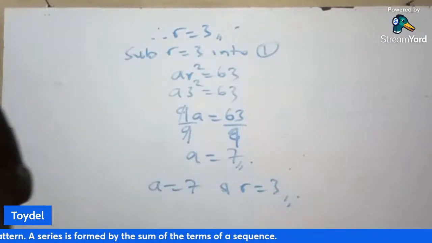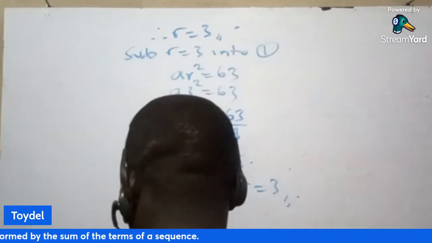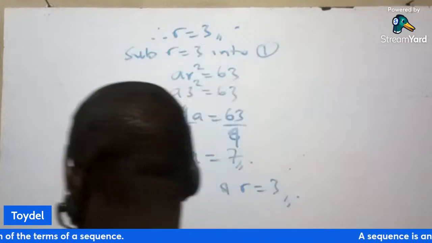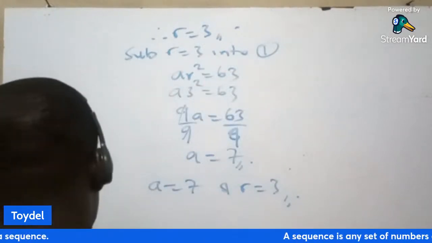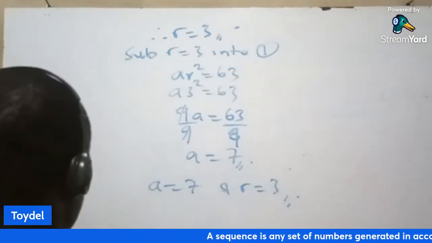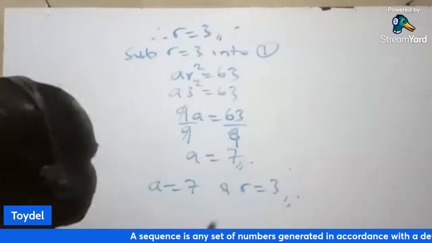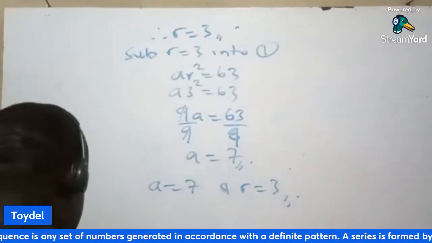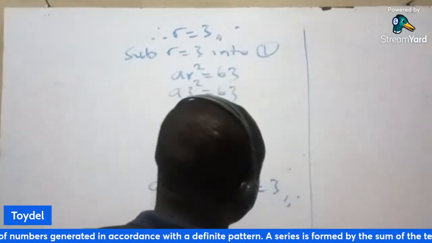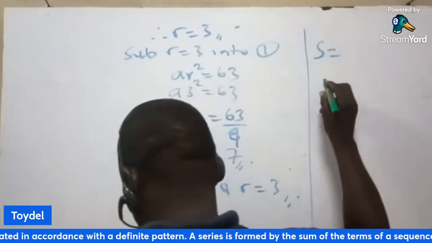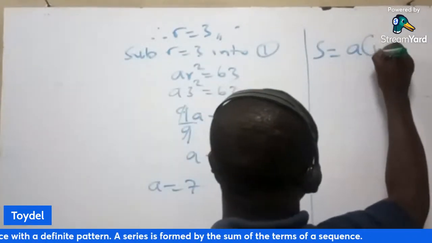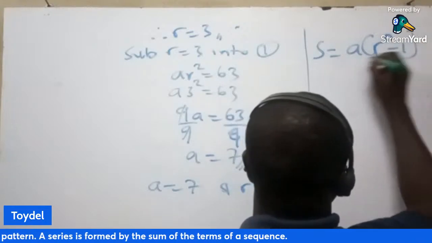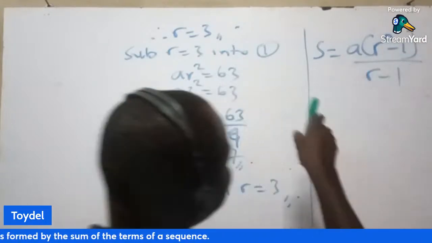So the question says that we should find the sum of the first 6, that is when n is equal to 6. So in this case, r is greater than 1, r is equal to 3, which is greater than 1. So the formula for the sum that we are going to use will now be a into bracket r raised to power n minus 1 all over r minus 1. Why do we apply this formula?